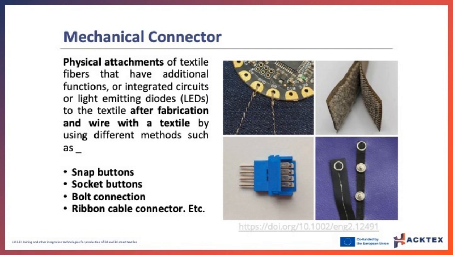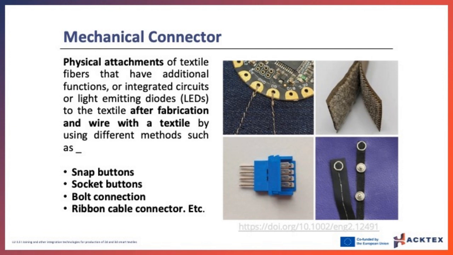Snap buttons consist of two separate pieces, typically made of metal or plastic, that snap together to create a secure connection. They can be easily attached or detached, allowing for the replacement or repositioning of electronic components as needed. Socket buttons consist of two separate components, a male part and a female part. The male part typically features a central post with a protruding knob or button, while the female part consists of a socket or ring with an opening that matches the shape of the button.